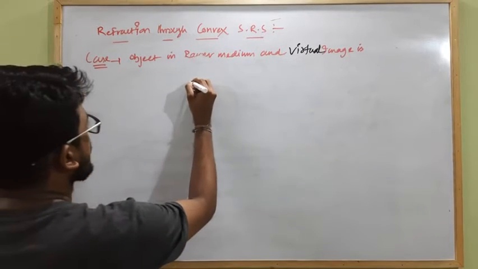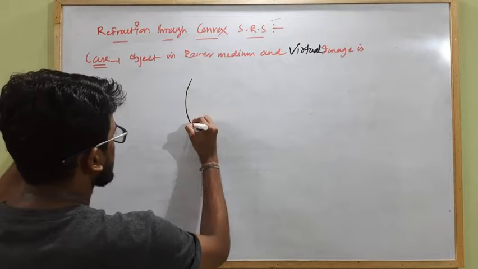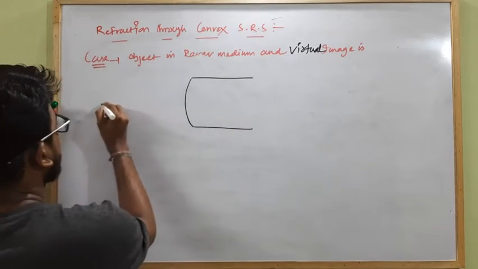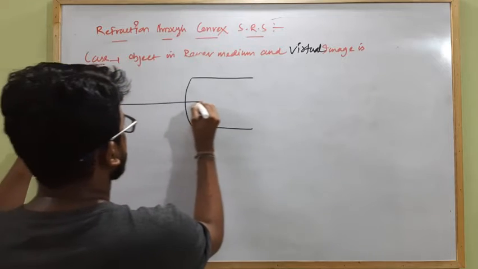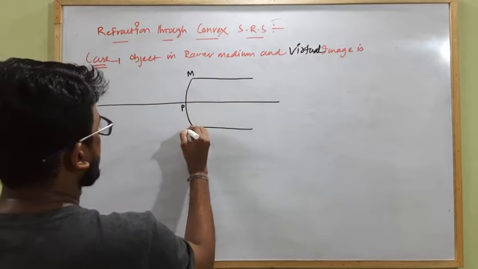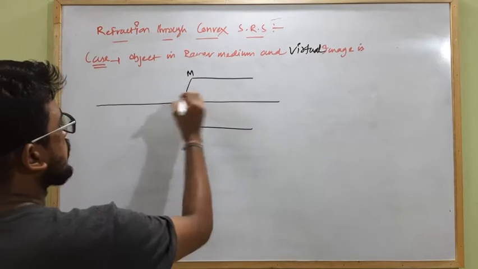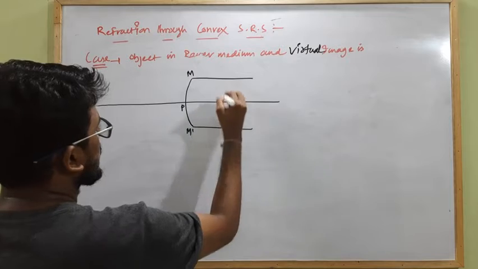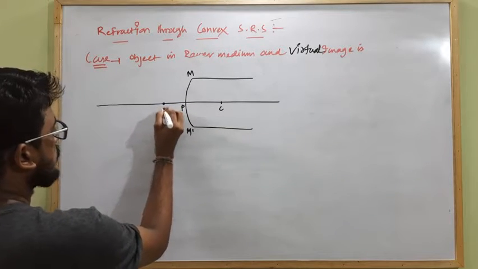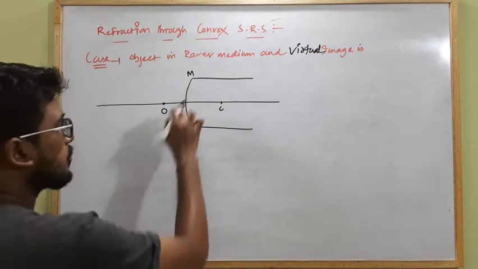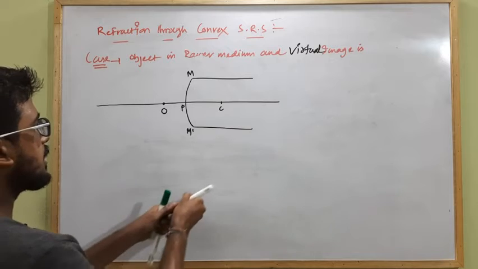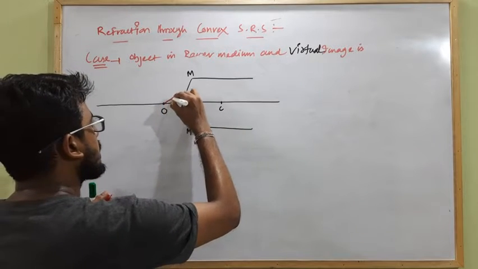So now draw the diagram. This is the convex spherical refracting surface. This is the principal axis. Pole P, I am keeping the naming the same because it will be easy to calculate for you. This is the center of curvature. Let here be the object. In the previous case, the object was at a larger distance from the pole. Now the object is close to the pole. So the incident ray is now coming like this.